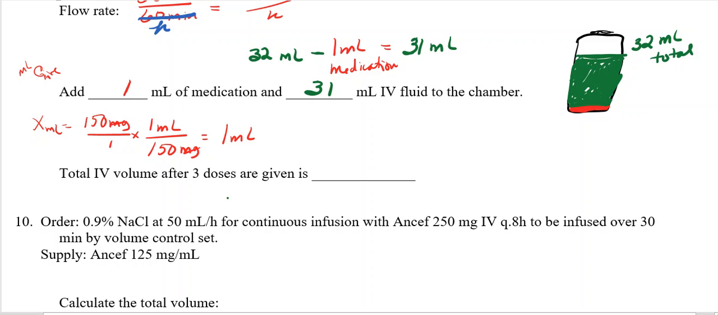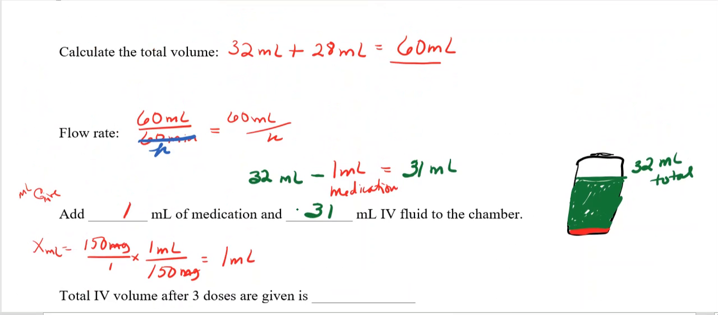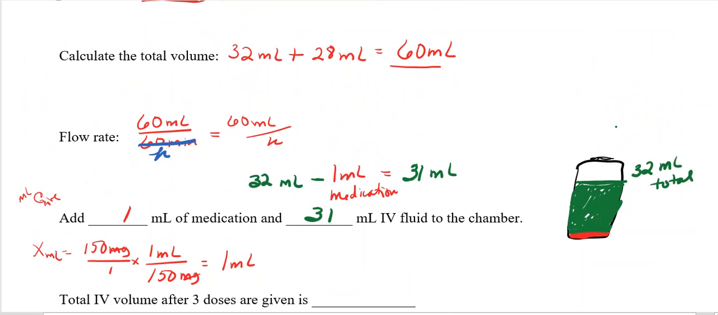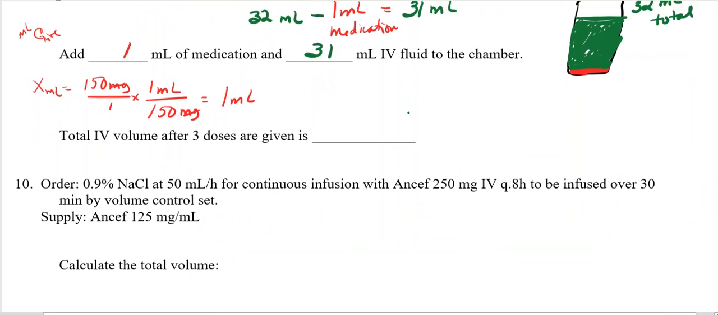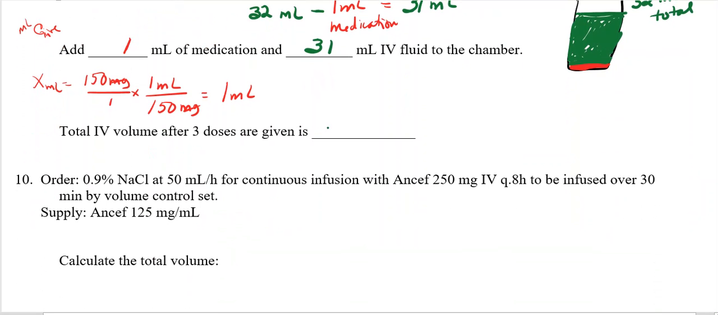Now, the total volume after 3 doses. After you run the 32 milliliters through, you've got to run the 28 milliliters through. So they're going to get 60 milliliters each dose, because you run the 32 milliliters that has the medication in it, then the 28 milliliters. After 3 doses, 3 times 60 gives me 180 milliliters that will have gone through. Okay, I'm going to stop this video and come back with more examples.